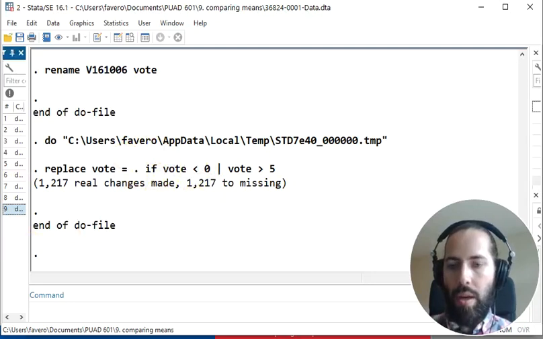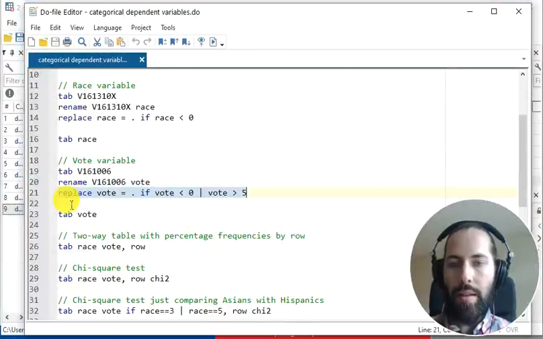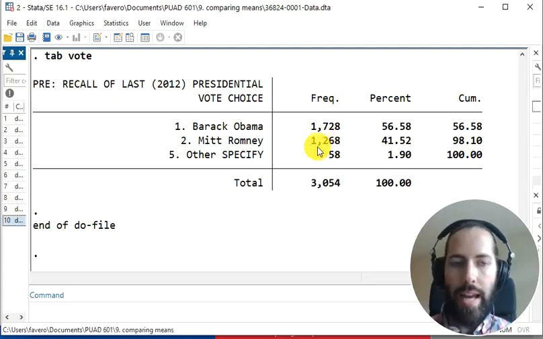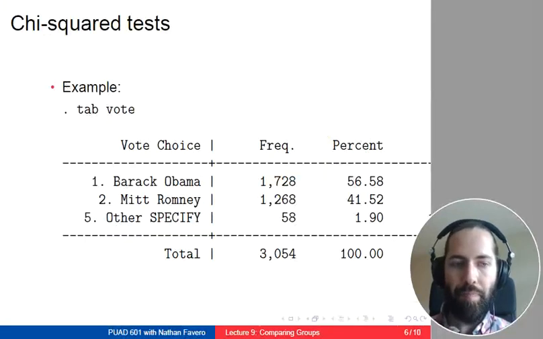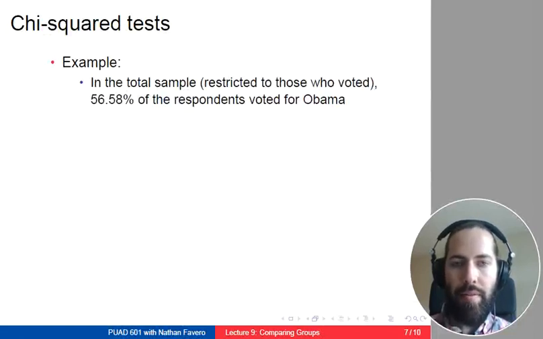And now if we go and do a tab of this variable, you can see the results that we had in our status slides. All right. So now that we have the basic lay of the land when it comes to the data, let's dig into this a little bit deeper.